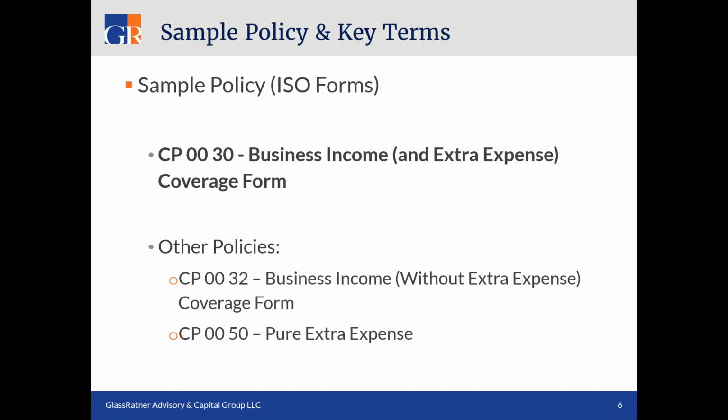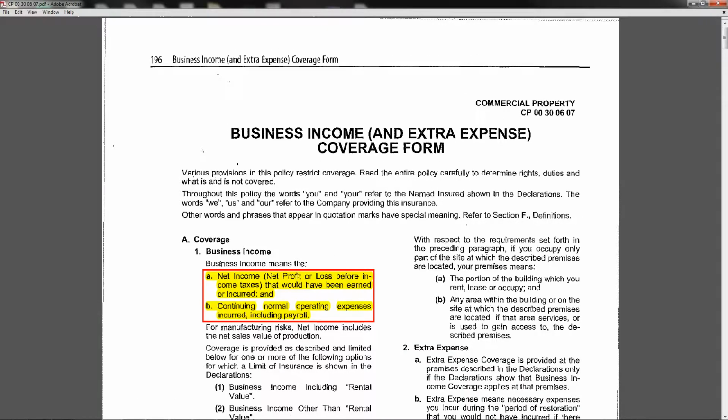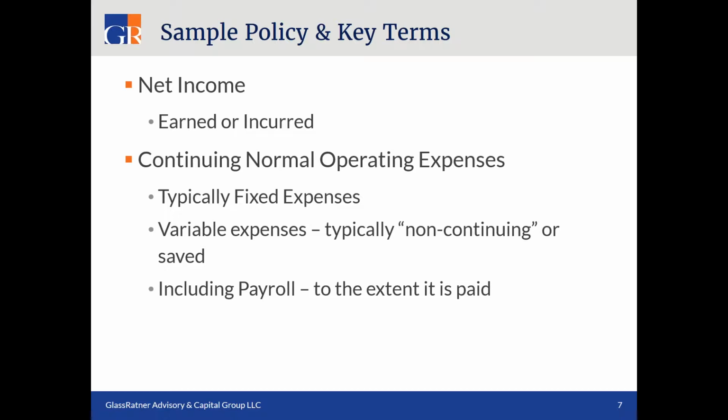So let's look at the terms of how the policy defines business income. What you find is that it is comprised of net income that would have been earned or incurred, and the continuing normal operating expenses incurred, including payroll. Now, net income that would have been earned or incurred could also mean you have a net loss, in which case you would take credit for the loss against the total of all the continuing expenses, but it would have to be considered as part of the calculation.